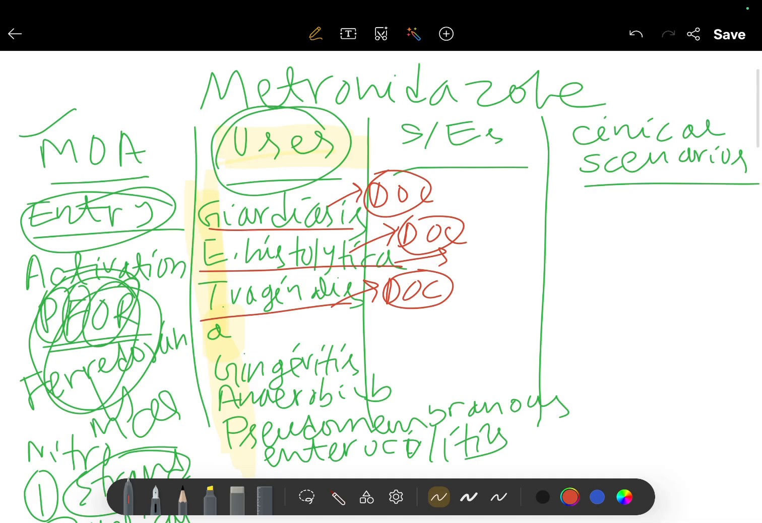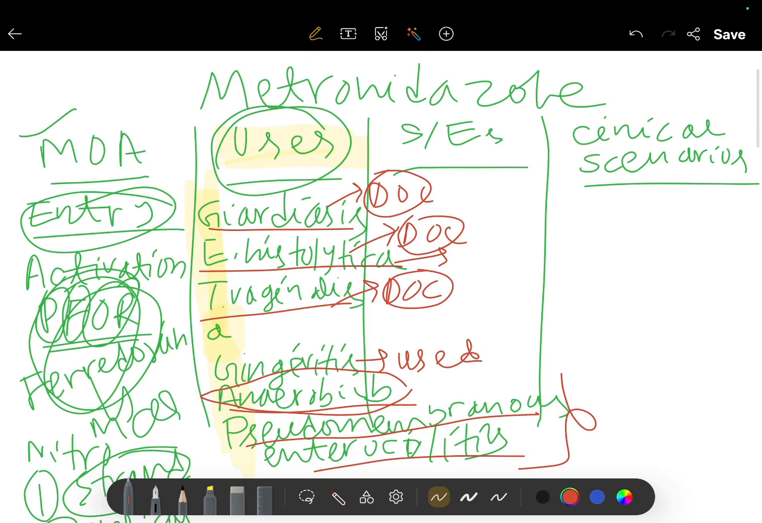Then gingivitis: acute necrotizing ulcerative gingivitis, it is used. Anaerobic bacterial infections like brain abscess, peritonitis, pelvic infections caused by Bacteroides fragilis, Clostridium. Then pseudomembranous enterocolitis caused by Clostridium difficile, though oral vancomycin is often preferred now. So these are the uses.